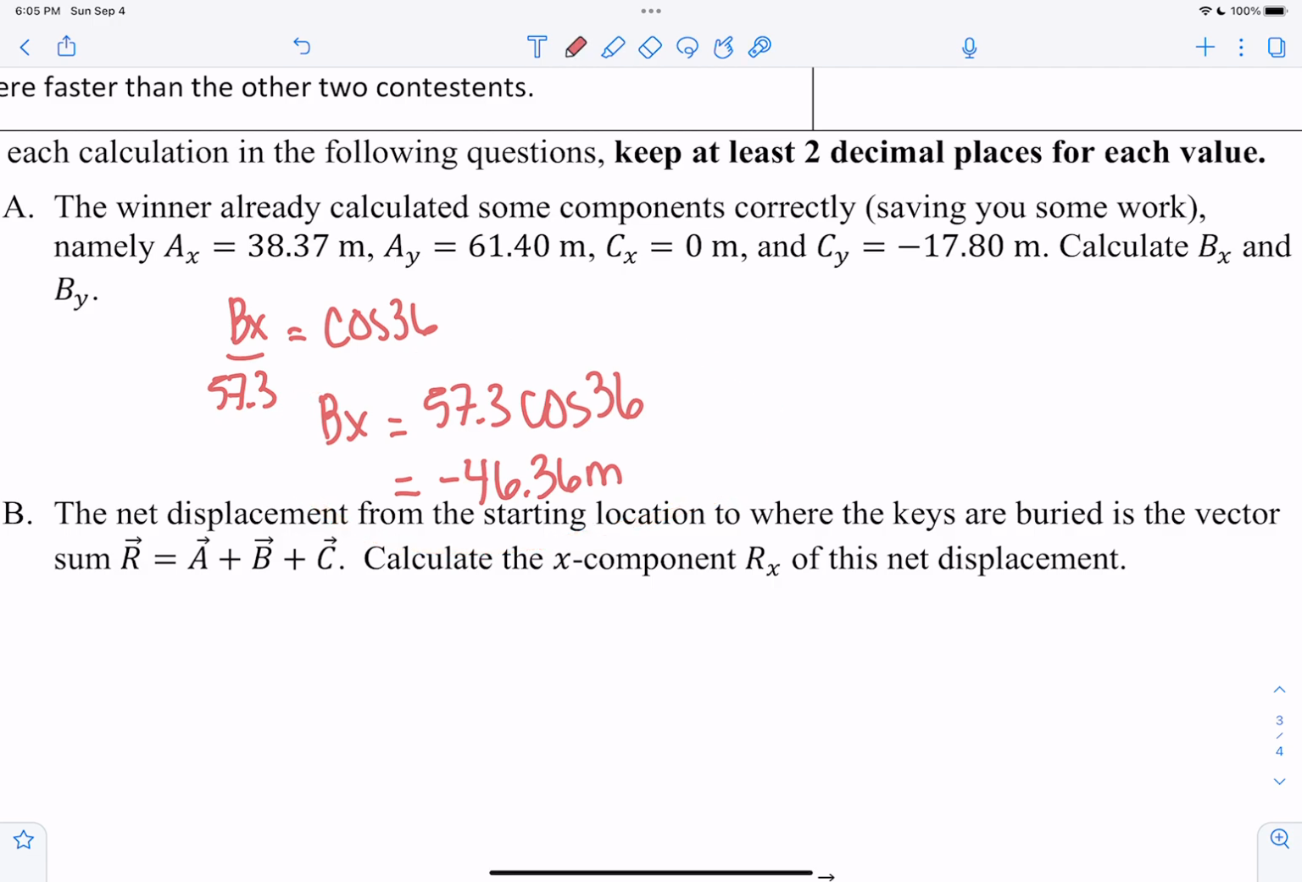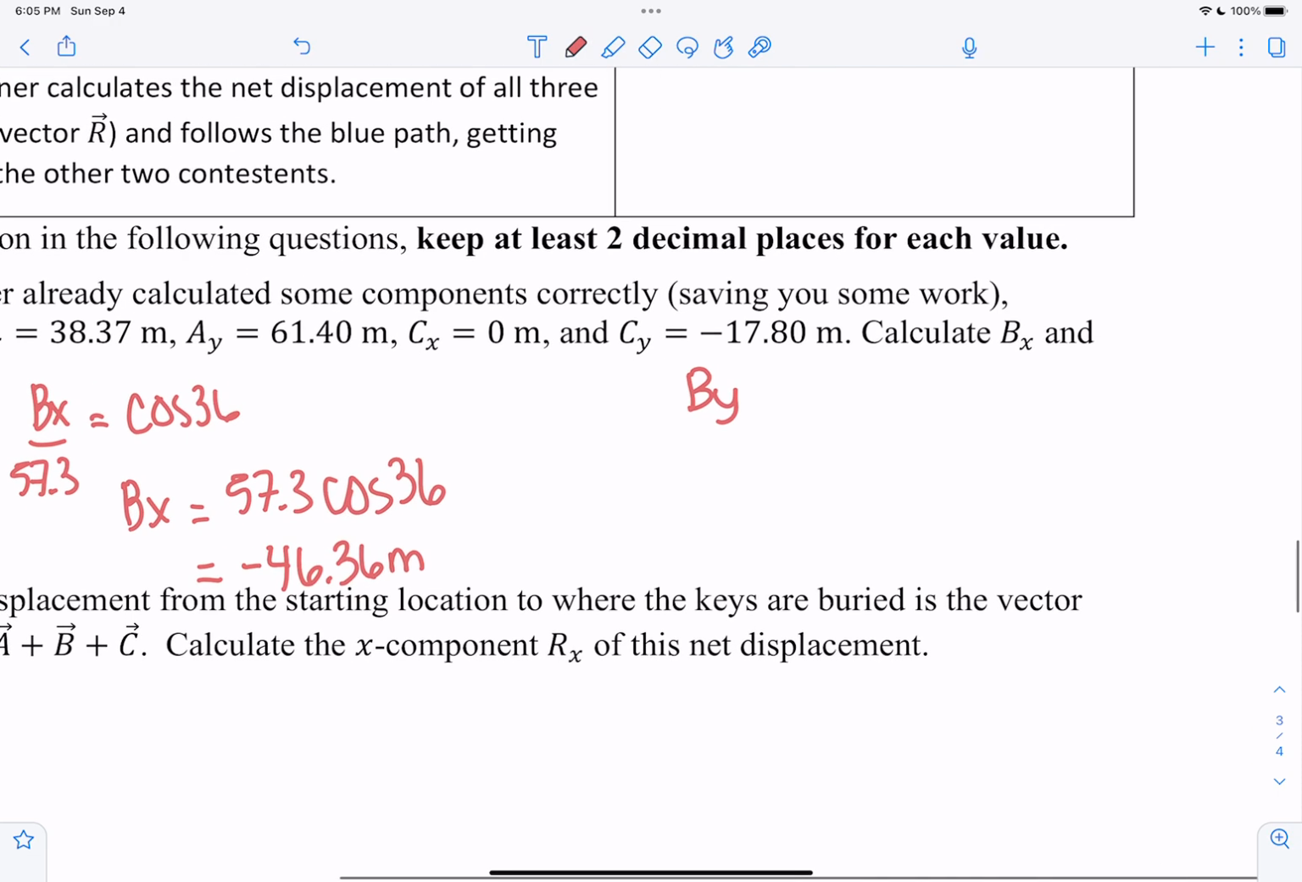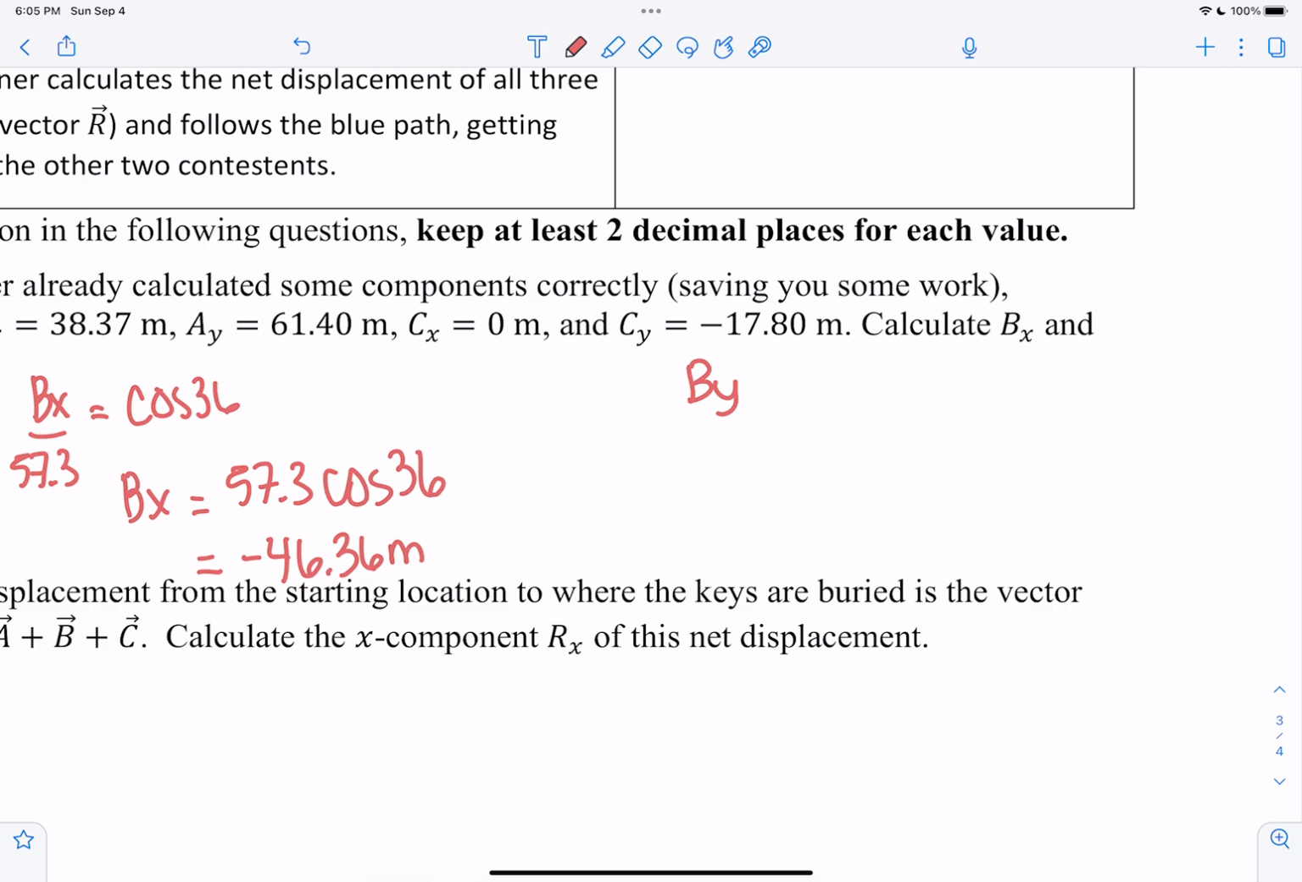Let me know if that's what you guys got as well. And then I will set up by. Okay, awesome. Negative 46.36 meters for bx, and then by will be a similar thing. We just have to use a different trig identity.